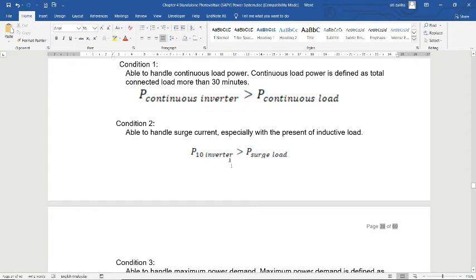So the P10 inverter should be greater than P surge load. The power of the inverter, for 10 minutes, for the connection of the load for 10 minutes, should be greater than P surge of the load. Okay, this is represented by inductive load. Inductive load usually comes from the motor.